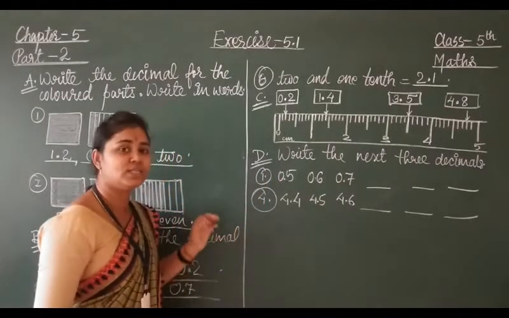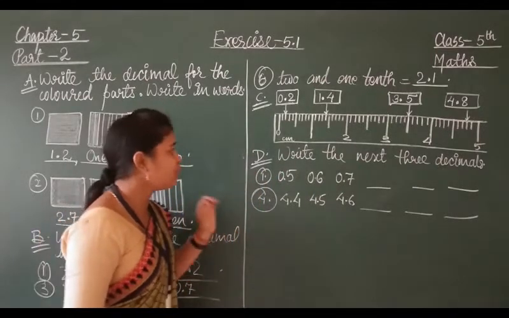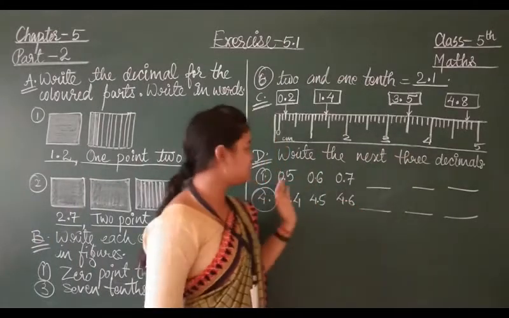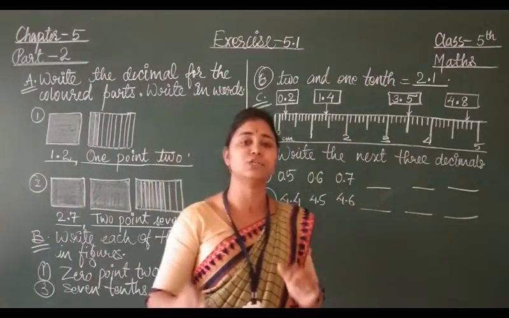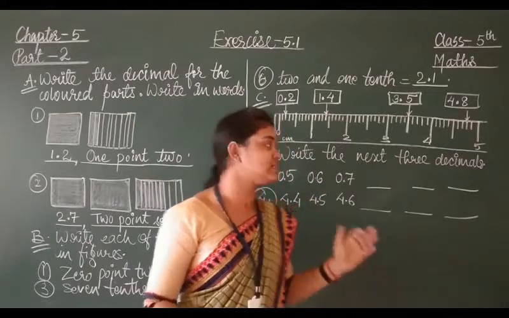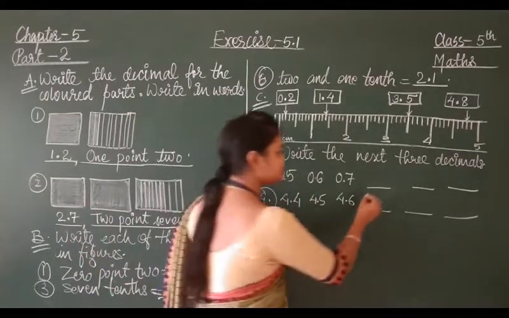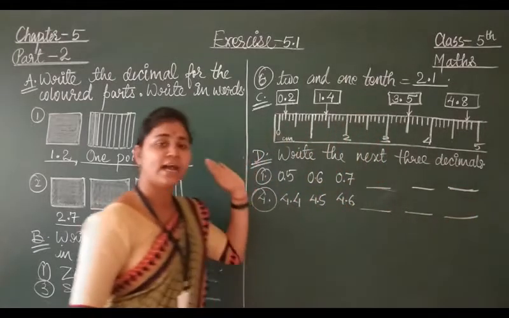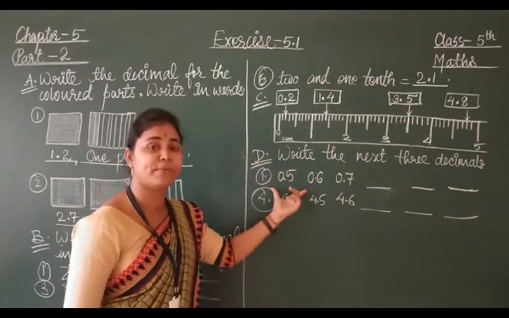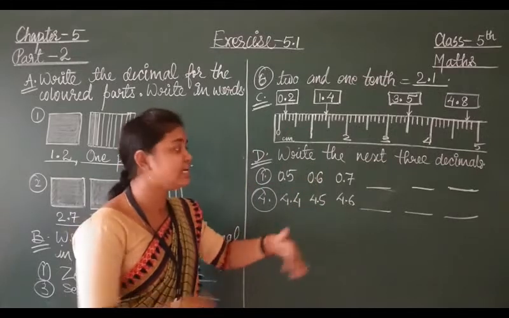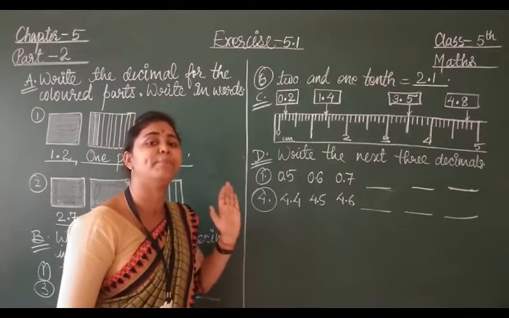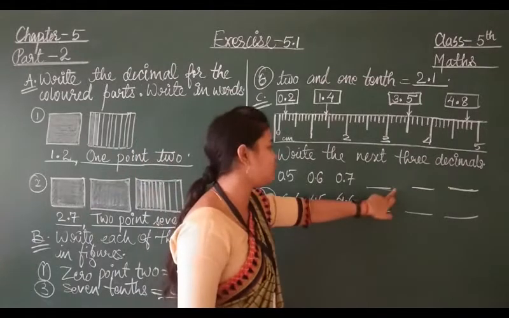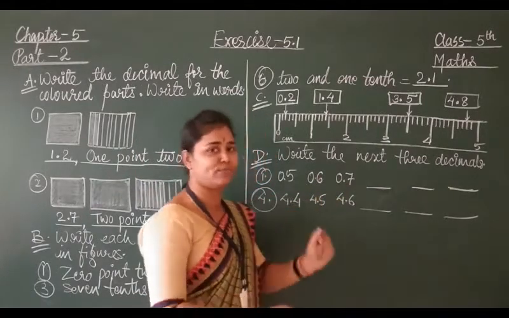Now moving to question number D. Question number D is: write the next 3 decimals. It is very easy for you students as you have solved it in previous classes. Some blanks are given and according to the previous number you have to fill the next blank. That means like patterns. You have understood patterns, they were very easy for you. So that same pattern you have to follow here.